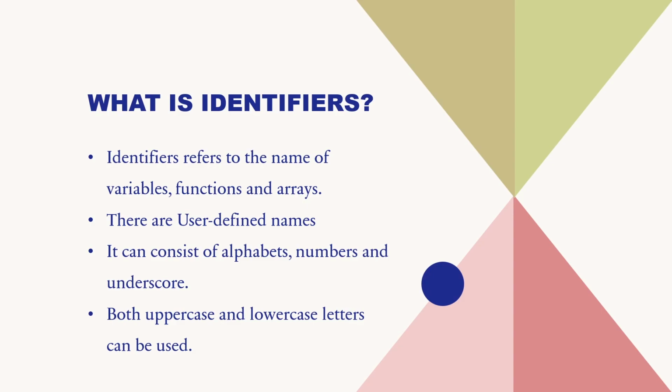So we can name the identifiers by using alphabets, numbers and underscores. The only prohibition here is we cannot use special characters in the name of the identifier. What are special characters? Special characters are the question mark, the greater symbol, the lesser symbol, ampersand symbol, hash symbol and at the rate symbol. The only special character allowed here is the underscore.